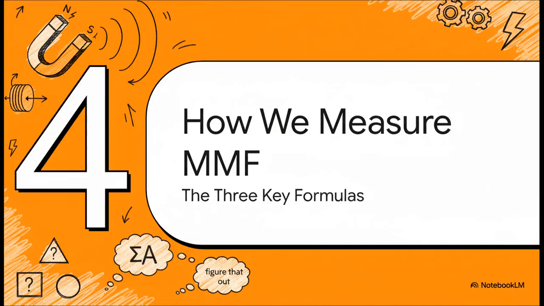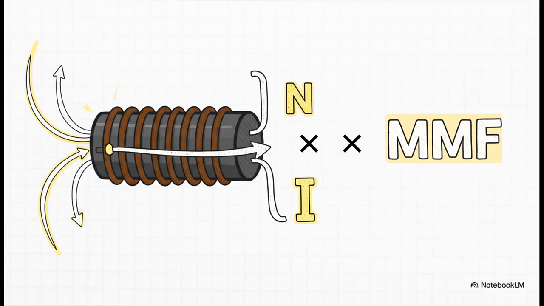Okay, so we know what MMF is, but in engineering and physics, we need to be able to calculate it. How strong is that push, really? Well, luckily for us, there are a few pretty simple ways to figure that out. This is the most direct and common formula you'll see. The strength of the MMF is simply the number of turns of wire in a coil, we call that N, multiplied by the electric current flowing through that wire, which we call I, and that's why the unit is Ampere-Turns. See? It makes sense. More turns or more current gives you a stronger magnetic push.